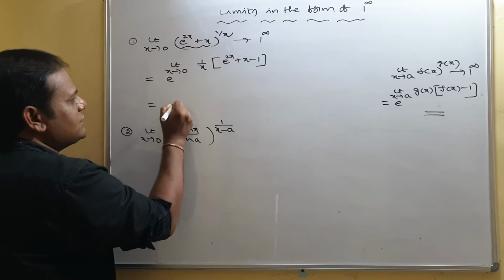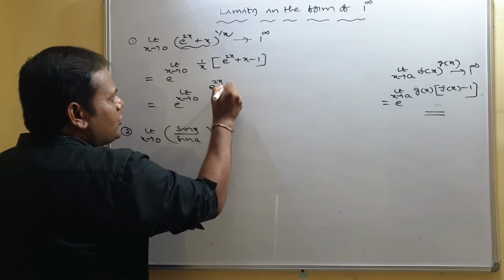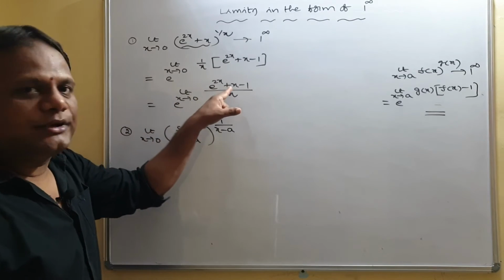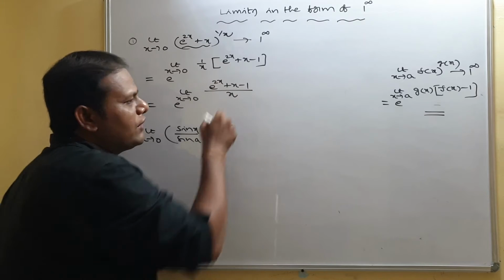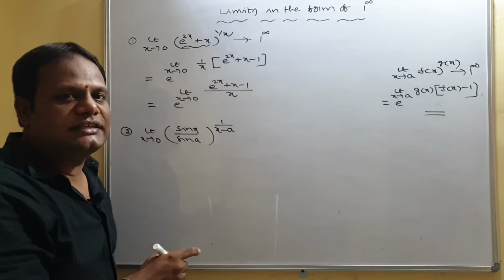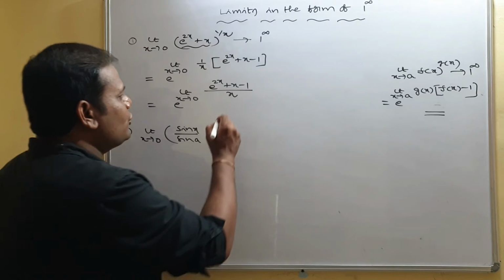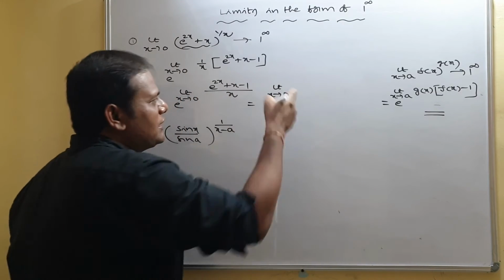Now you tell, what is it? The limit as x tends to 0 of e power (2x plus x minus 1) by x. Evaluate this limit. If you take x as 0, it takes 0 by 0 form, so we apply L'Hospital rule. So it is e power limit x tends to 0, apply L'Hospital rule.